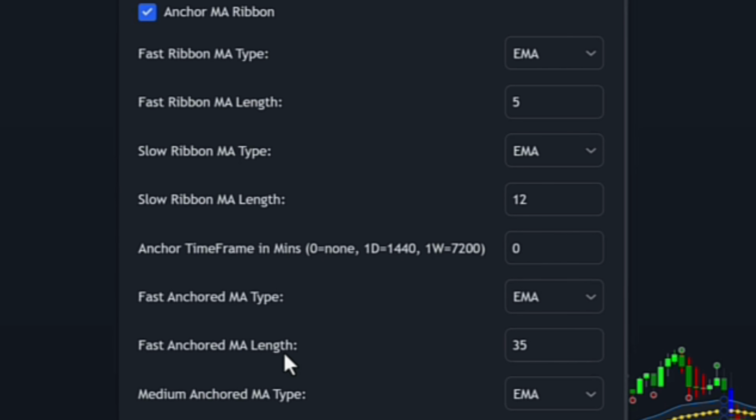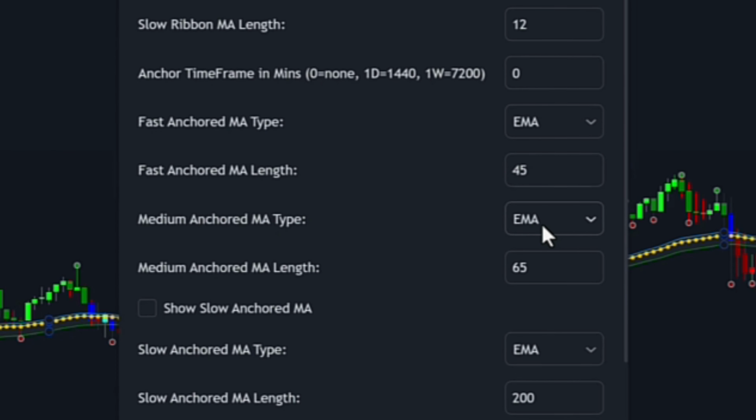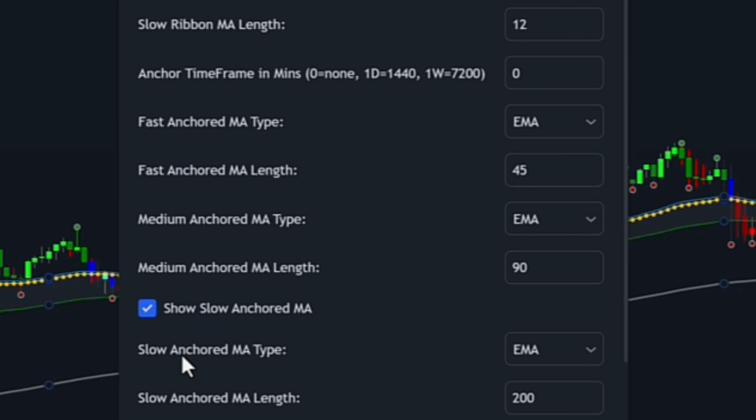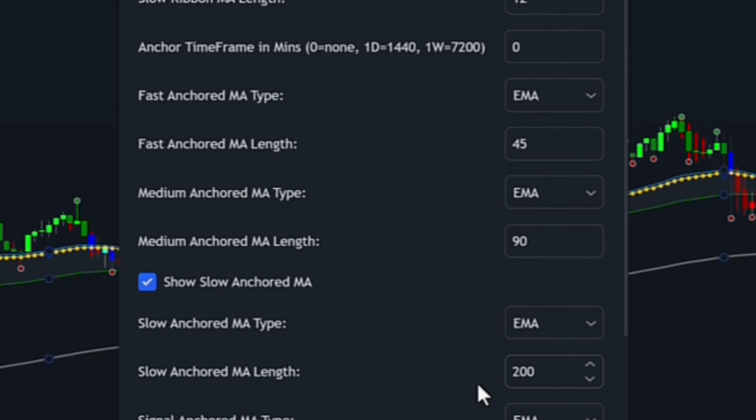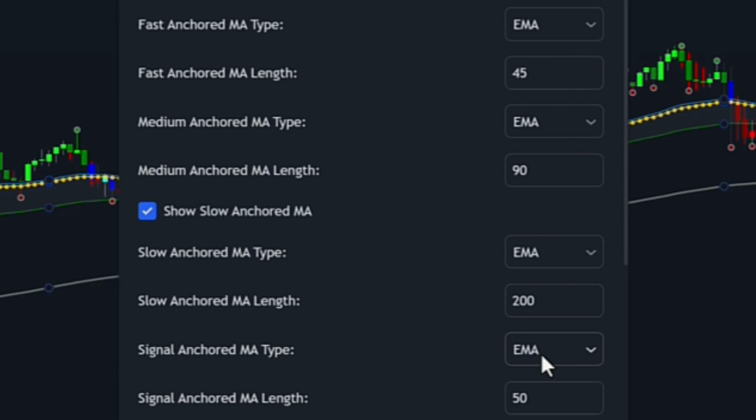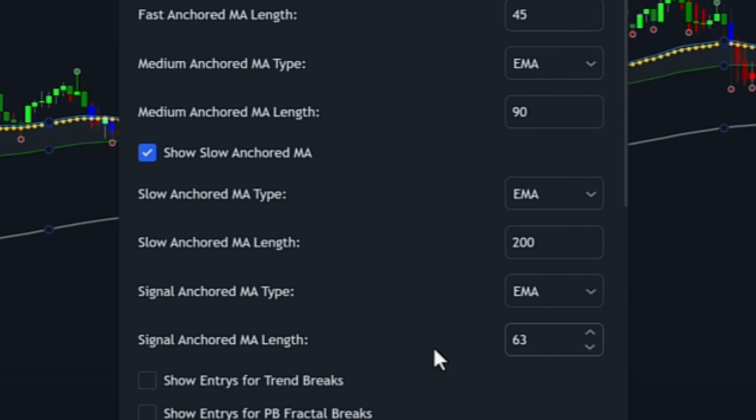Ensure the fast anchored MA type is set to EMA. Then change the fast anchored MA length to 45. Set the medium anchored MA type to EMA as well, and then adjust the medium anchored MA length to 90. Next, enable the Show Slow Anchored MA. Set its type to EMA and leave its length at 200. The signal anchor type should also be EMA, with its length set to 63.